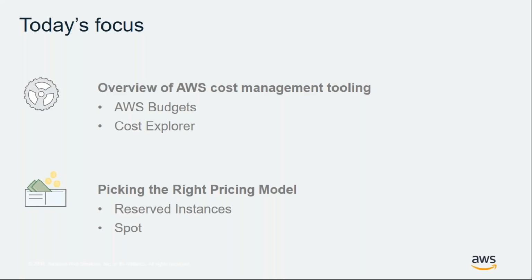Then the next topic that we'll go into in some detail is how to understand and leverage the right pricing model to help you reduce cost. So we'll talk about when reserved instances are the most appropriate pricing model and how you can start using Spot as well, which offers up to 90% discount compared to on-demand pricing.